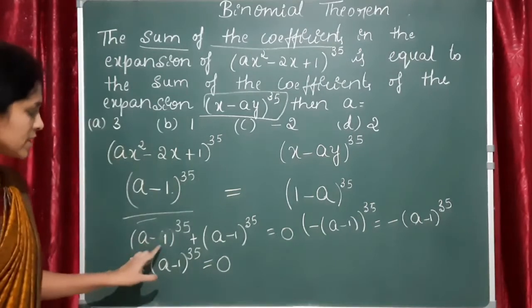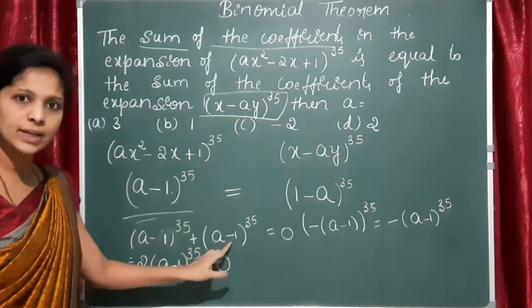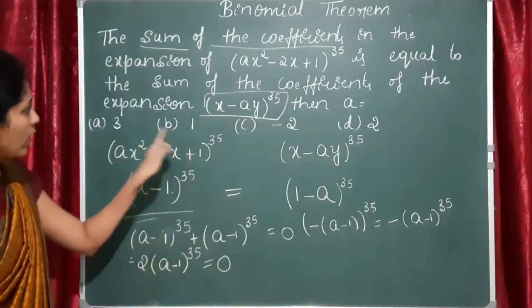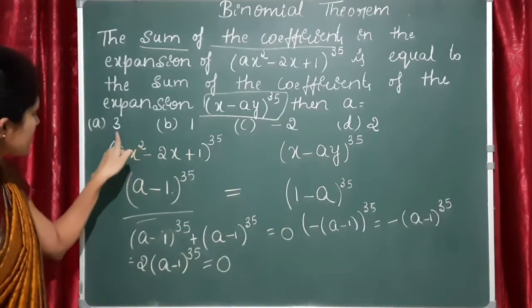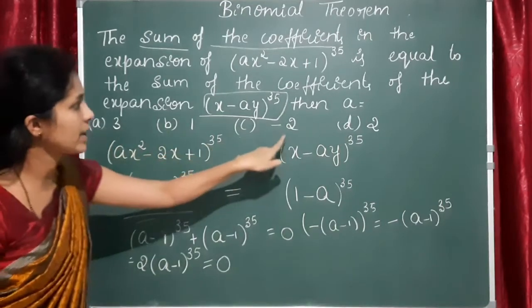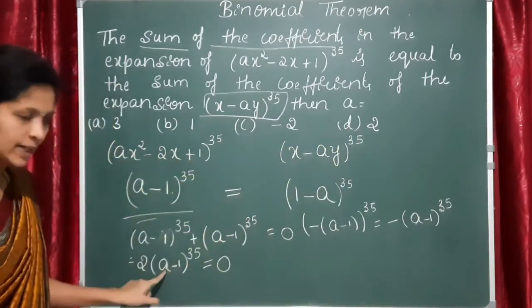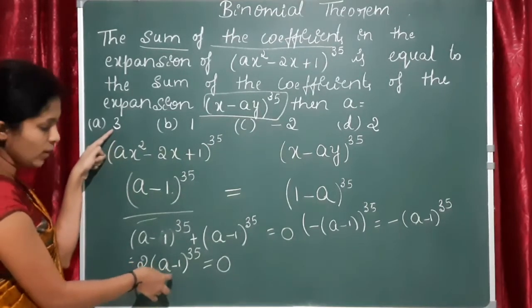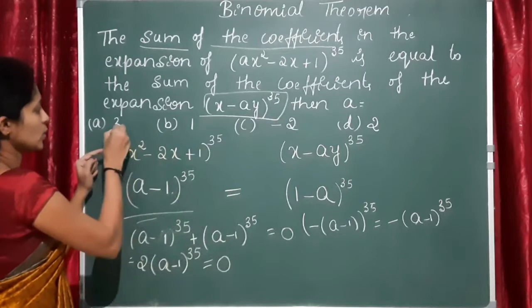So 2(a - 1) whole to the power 35 plus (a - 1) whole to the power 35 is equal to 0. Here only you can check what values of a are given: 3, 1, minus 2 and 2. Which one is possible here? Can I substitute 3? If I substitute 3, 3 minus 1 will be 2. Is it equal to 0? So 3 is not possible.